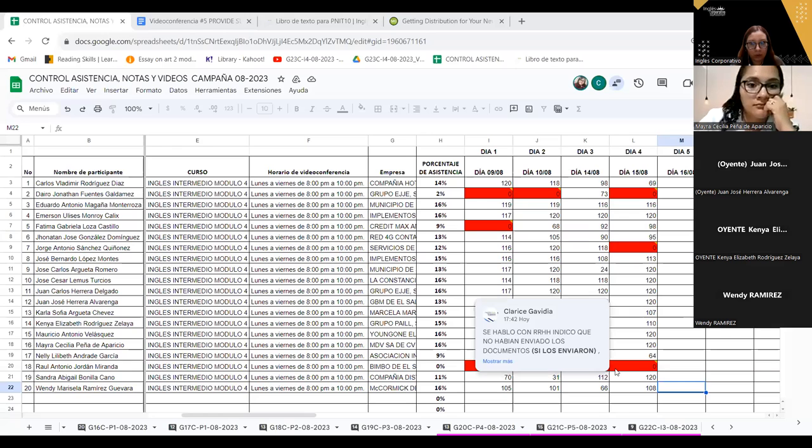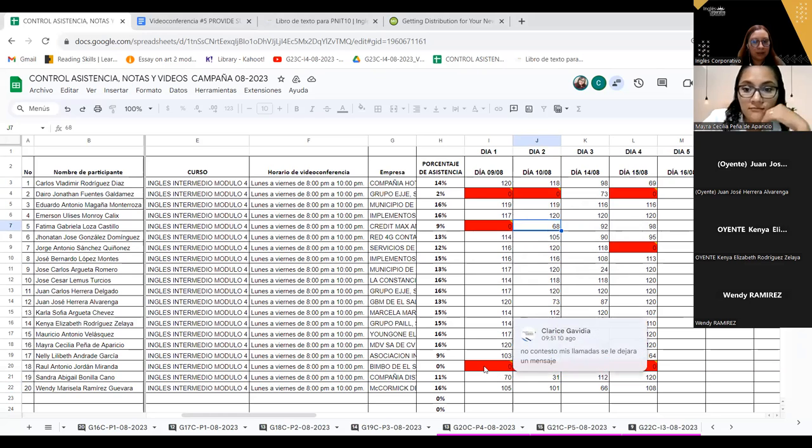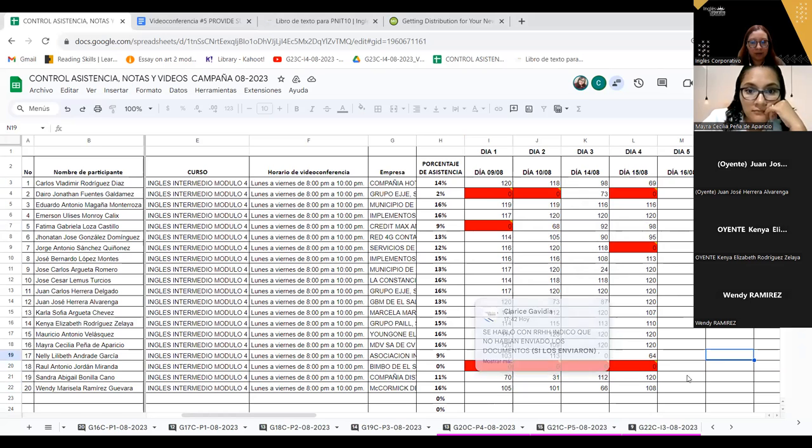I just want you to take a look at the list, right? Right now, we are in day five. We should be here, day five, right? Automatically, when the class finishes, the application from Zoom is going to collect all the time that you have been connected per session. So for every class, for every day, we know how long you have been connected in the class, right? In this case, for example, we see Raul Antonio Jordan. He has never connected to any class, so he is showing zero, right? 0 minutes connected, right? And we have the time for all of you.